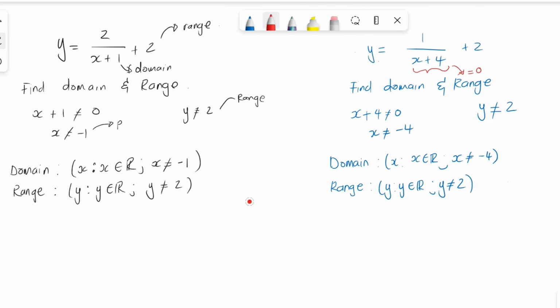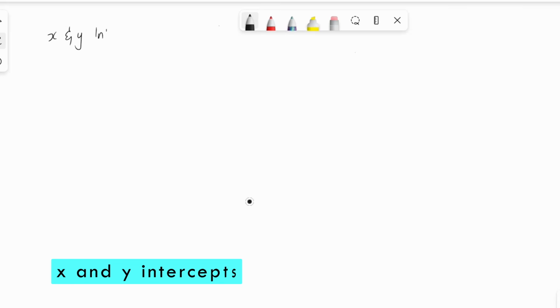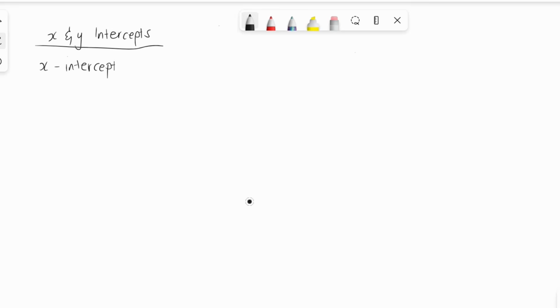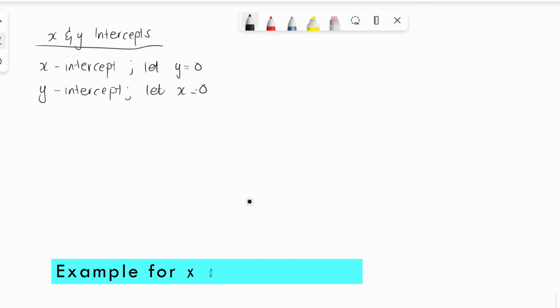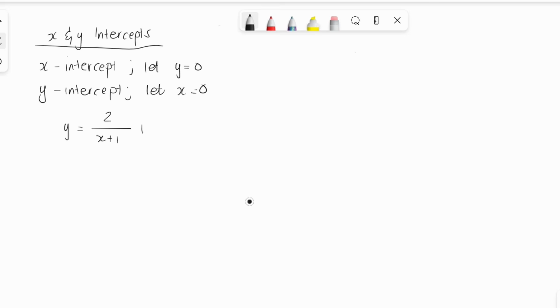Now we're going to move to intercepts, and how to solve intercepts. X and Y intercepts. To find the x-intercept, we let y equal 0, and for the y-intercept, we let x equal 0. So I'm going to do the equation I was doing, then you're going to use the same equation I gave you to solve for the X and Y intercepts. The equation that I had is y is equal to 2 over x plus 1, plus 2.